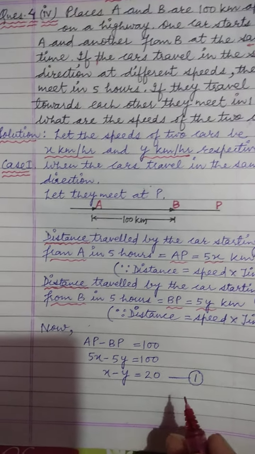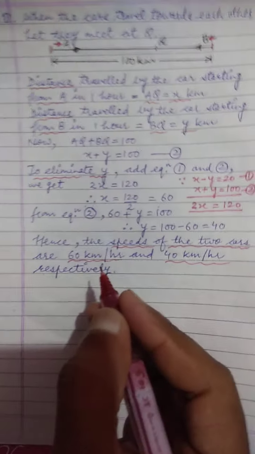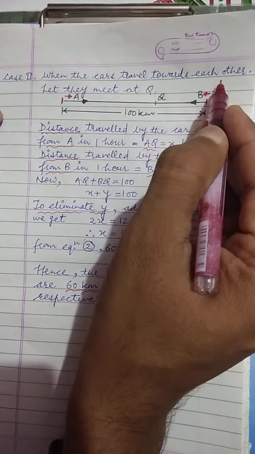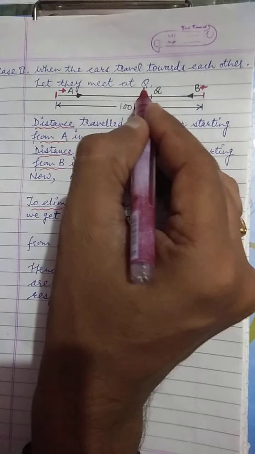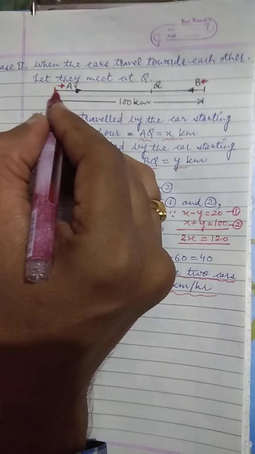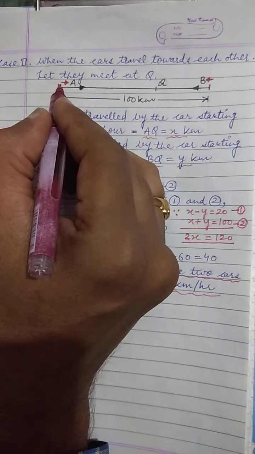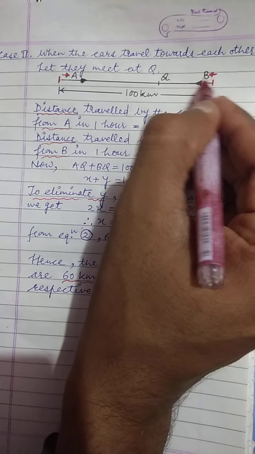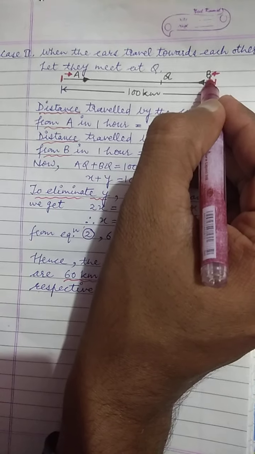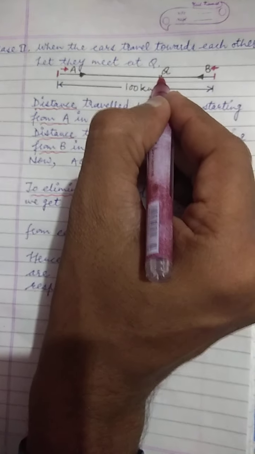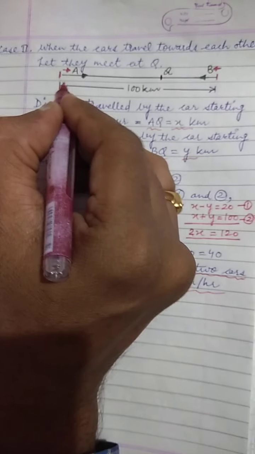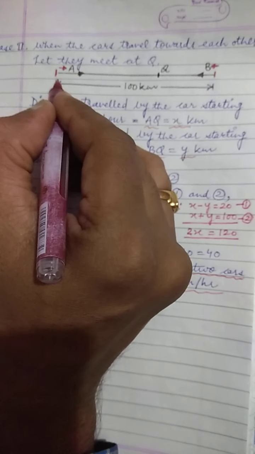Now for the second case, when the cars travel towards each other, let them meet at point Q. The car from point A is started in this direction, and from B it is started in this direction. That is, they are opposite to each other. Let the two cars meet at this point Q. And as we know, the distance between the two points A and B is 100 km.